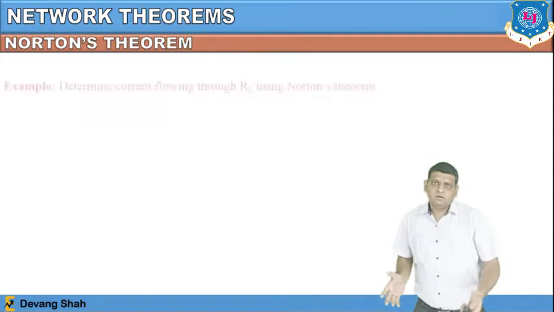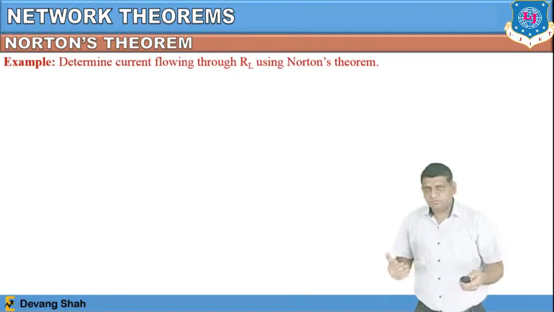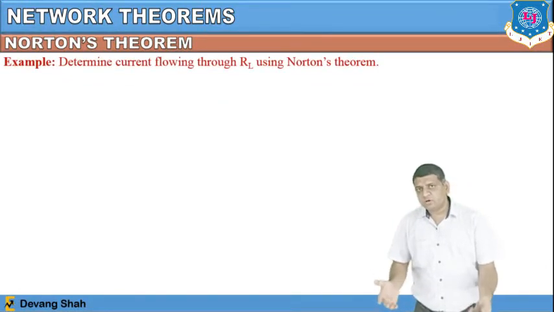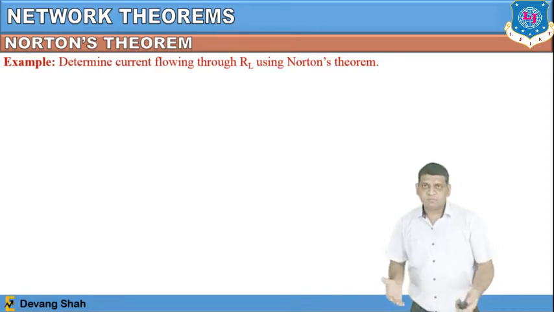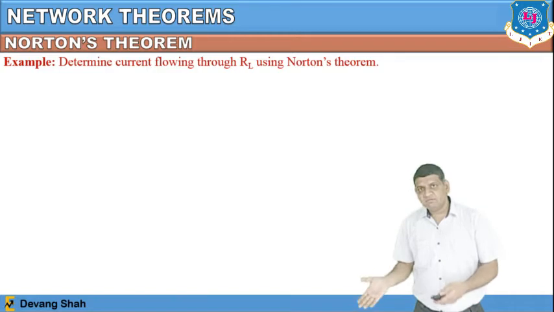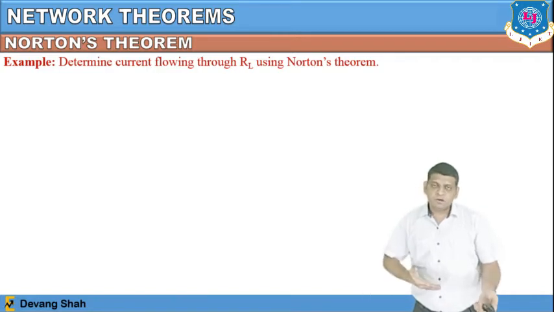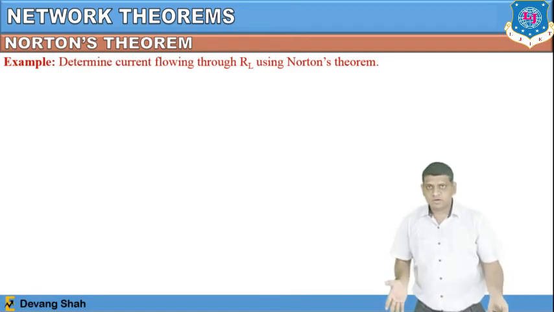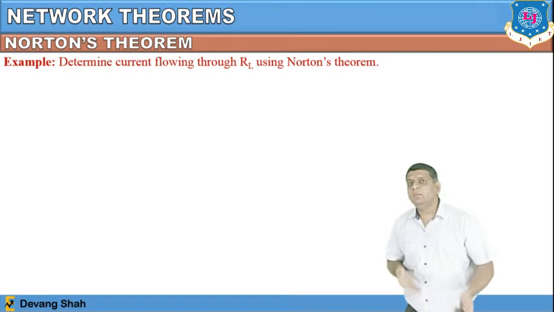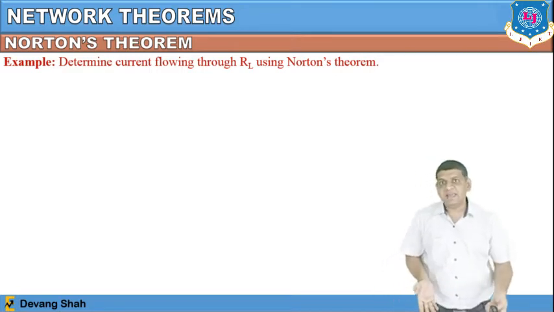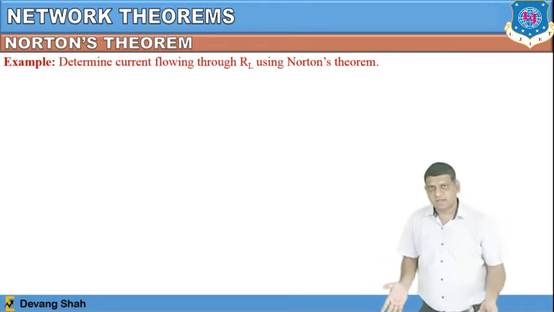So here there are four steps to solve this network. My first step is always to remove the RL first, and then between terminals A and B, make that terminal A and B short, right? That way, whatever current is passing through terminals A and B is defined as the short circuit current, ISC. My next job is to find ISC.